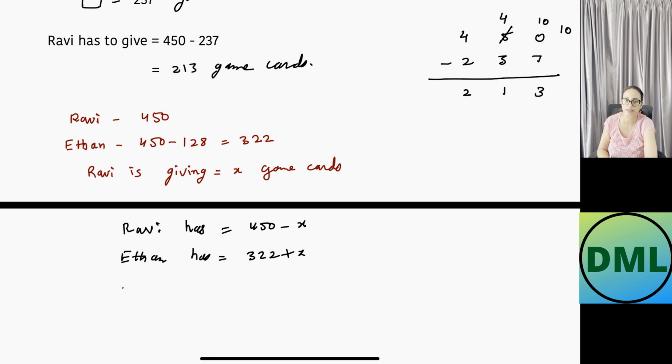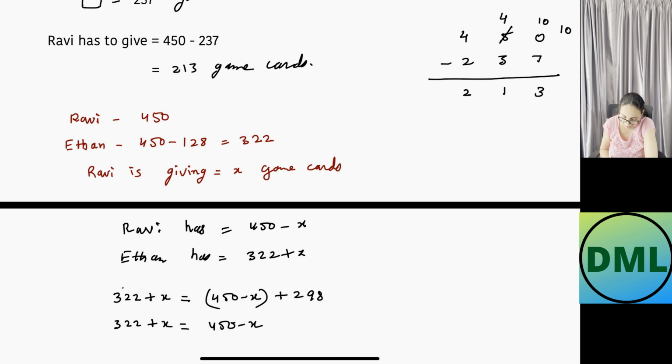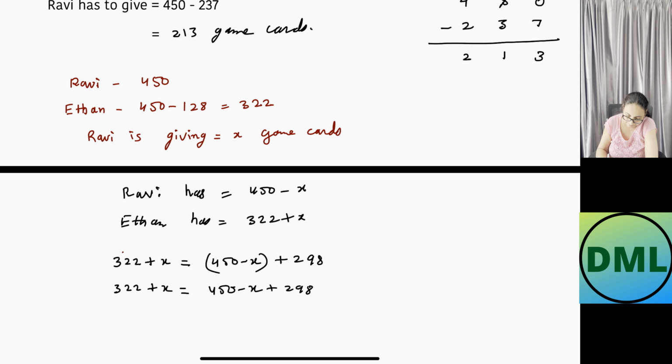Now I need to apply the relation here. He said that Ethan has, so how many does Ethan have? Ethan has 322 plus X, which is equal to 298 more game cards. More means plus. So it will be plus 298 game cards than Ravi. Ravi has how much? Ravi has 450 minus X game cards. This is the equation we can make. I need to solve this for X. Let's solve this for X here. 322 plus X is equal to 450 minus X plus 298.